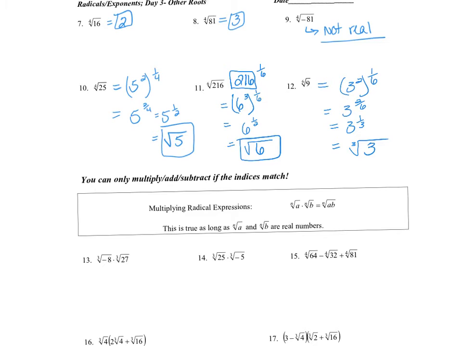And if this helps, I'll just color coordinate it. So the 3 in the denominator of the exponent is the index of the radical. The numerator of the exponent is what lives underneath the radical, right? The exponent of the radicand. And the base of my exponent is the radicand.